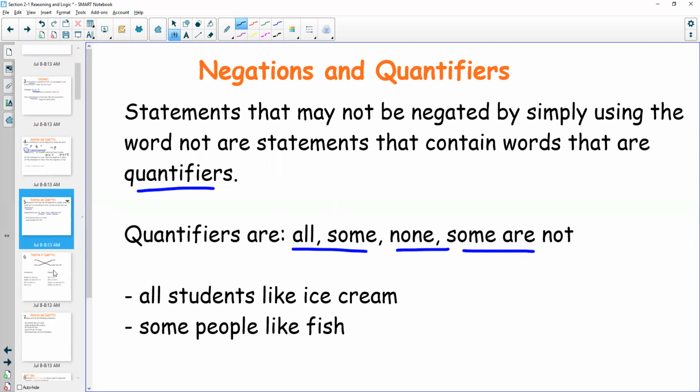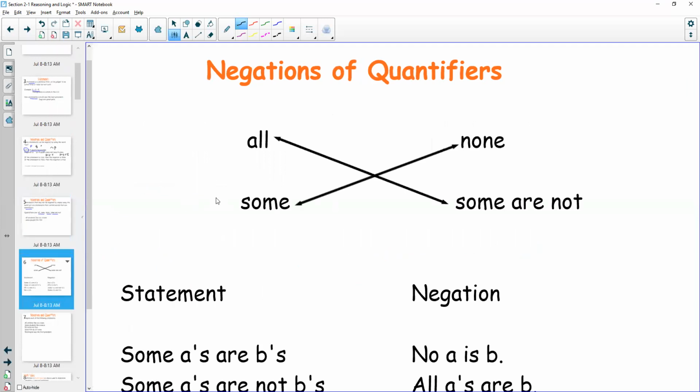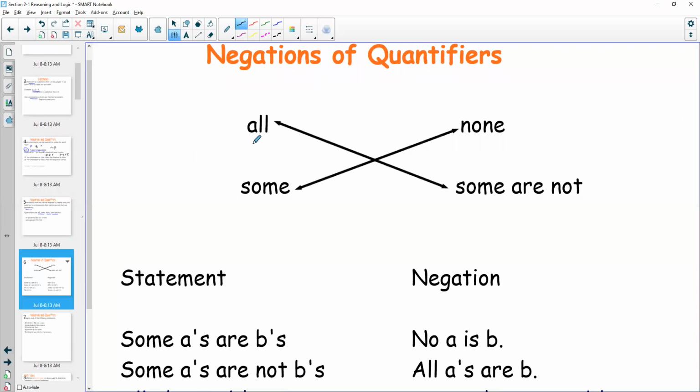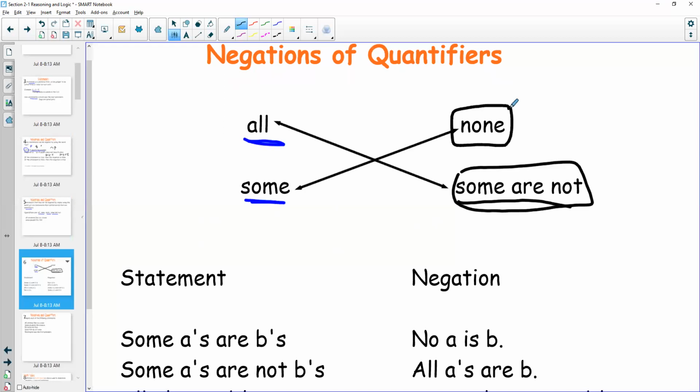And it's a little trickier to negate those. If we want to negate a statement with a quantifier, if we have the word all, its negation is some are not. So think about it this way. If all fish are blue, all you have to prove to me is that some fish are not blue for me to be wrong, right? The opposite side, some: if I tell you some fish are blue, that means at least one, right? The negation of that is for you to prove to me that no fish are blue, none at all.